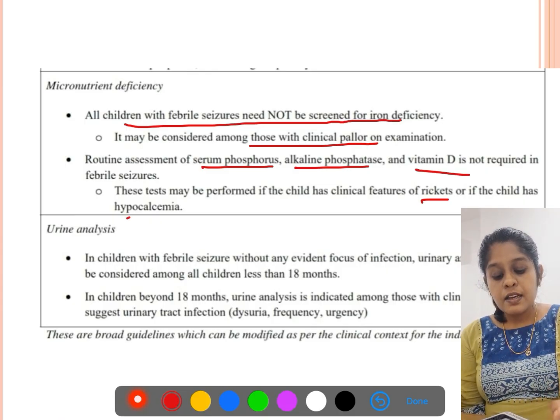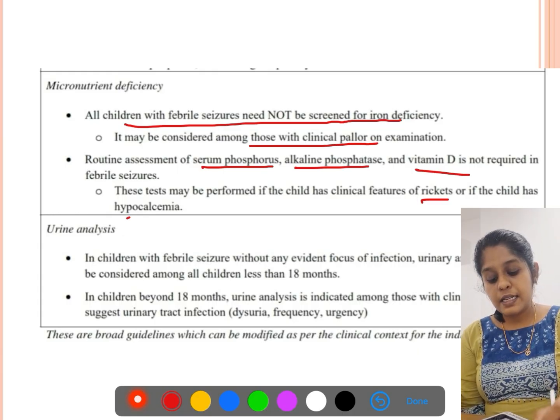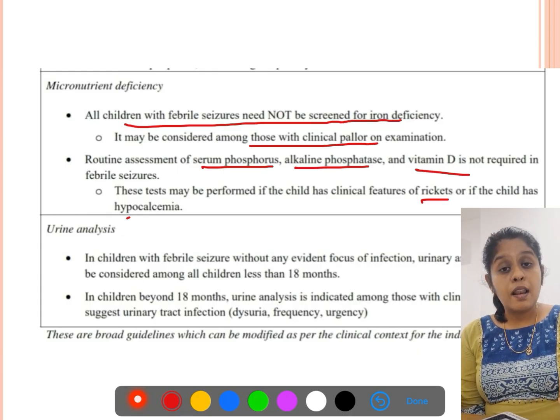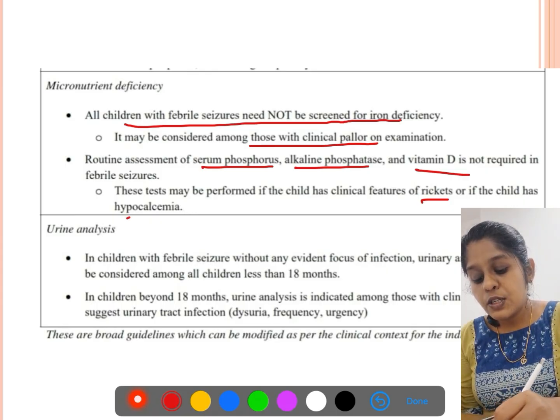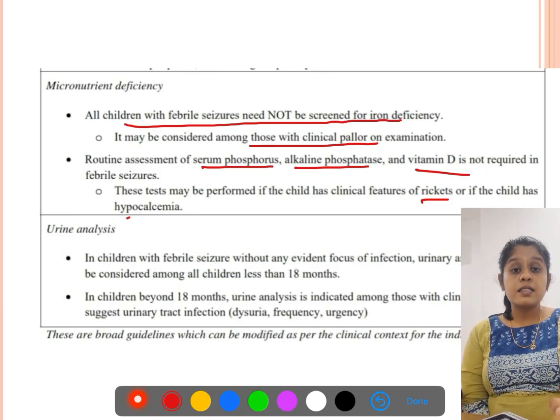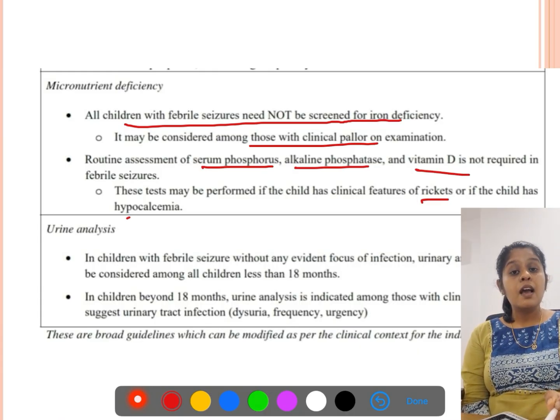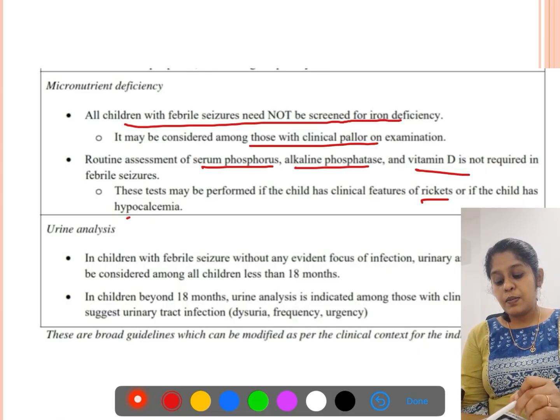Beyond 18 months, only in children who have features of urinary tract infection do you need to perform urine analysis. When do we do lumbar puncture? Children less than 12 months of age with a first episode who have not received immunization against streptococcal pneumonia and H influenza will definitely require a lumbar puncture.